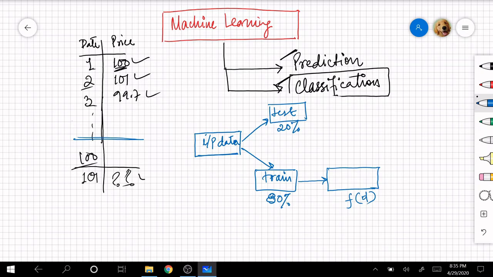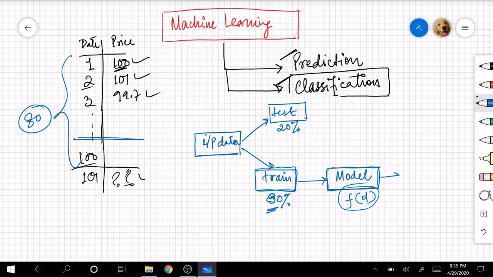In this case, it's an equation where the independent variable is the date. So I take this input data. I had 100 points here, of which I take 80 data points, which is 80%, and use some techniques, which is what we will learn in future courses. And using those techniques, I find out my equation. And this is called model.